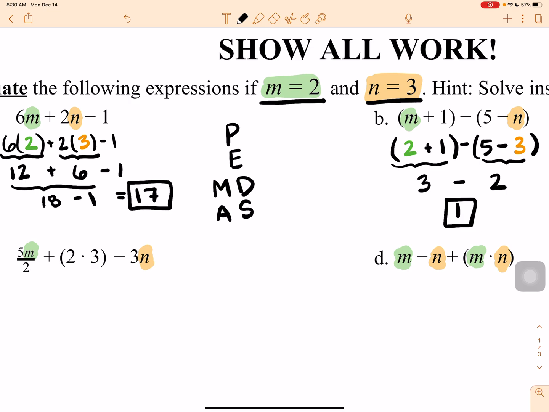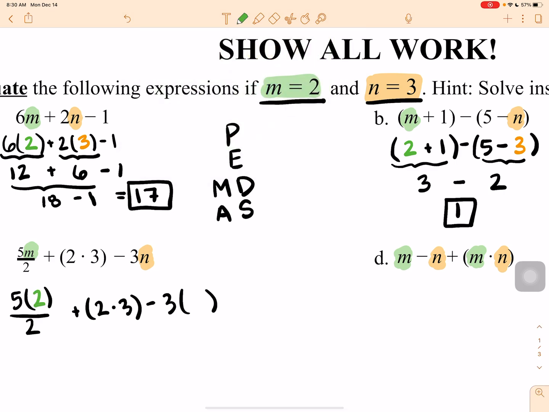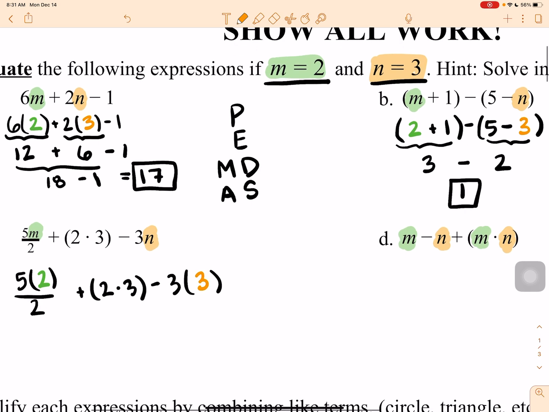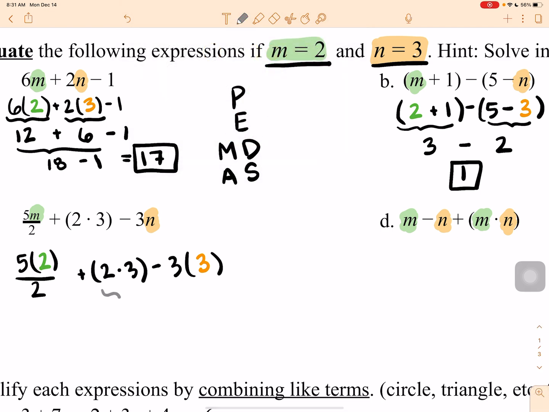And then this one down below, I have 5, and then I'm going to plug in the m there, plus 2 times 3 minus 3 times the n. So here the m is 2 and the n is 3. Following PEMDAS, I need to simplify inside any parentheses first. 2 times 3 is 6. I'm not plugging anything in.